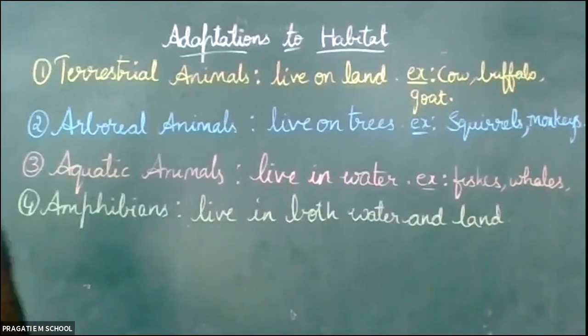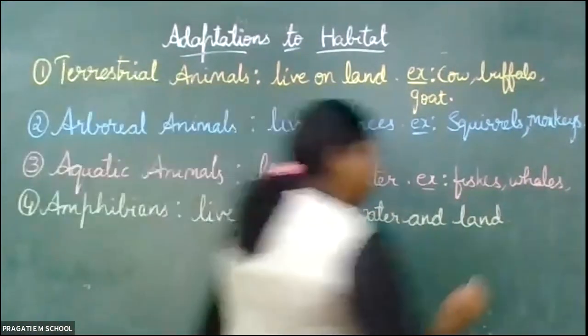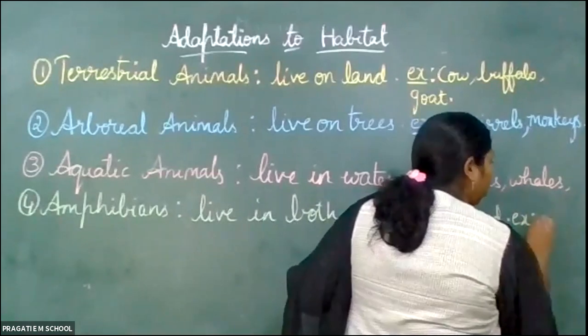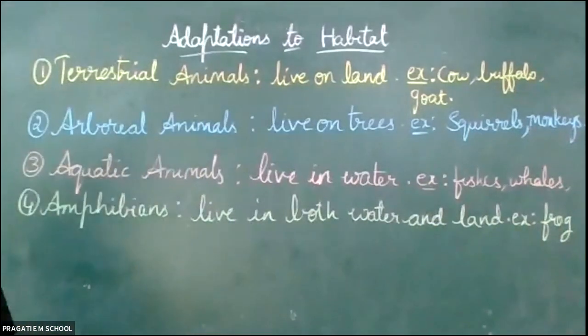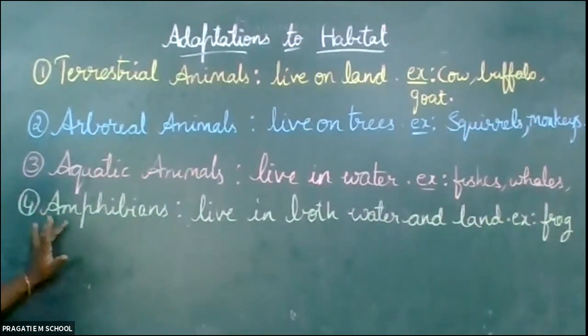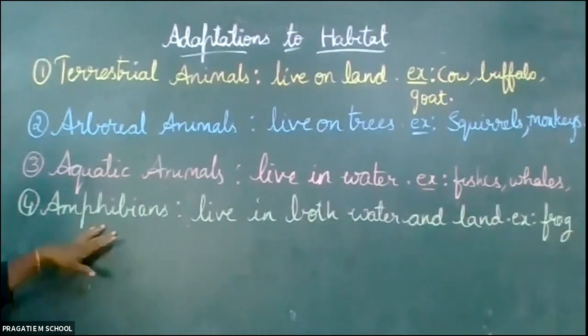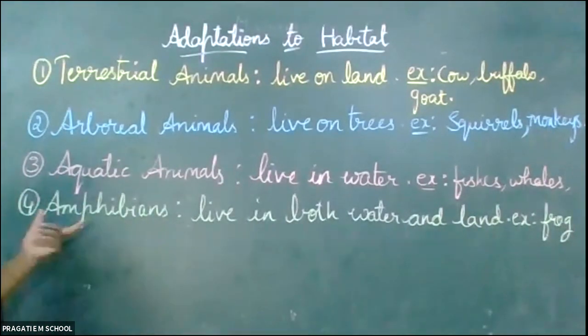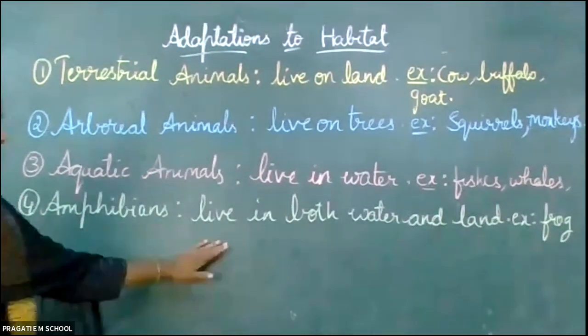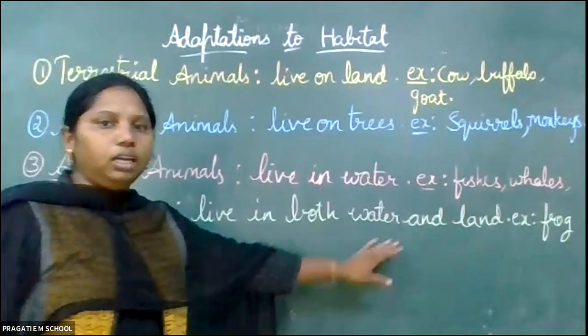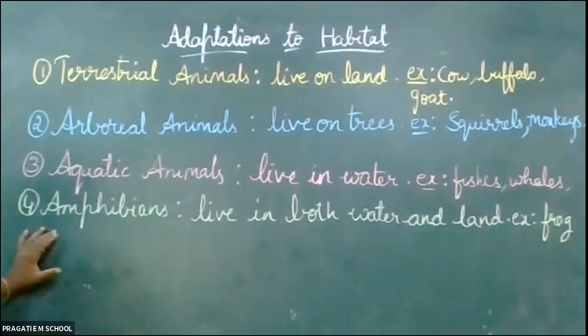Do you know? Example is frog. Very good. Frog, salamander. Okay, children, what's the example here? Frog. Now again I am telling, amphibians, A-M-P-H-I-B-I-A-N-S. What is meant by amphibians here? The animals which live in both water and land, we'll call them amphibians. What are the examples here? Frog.